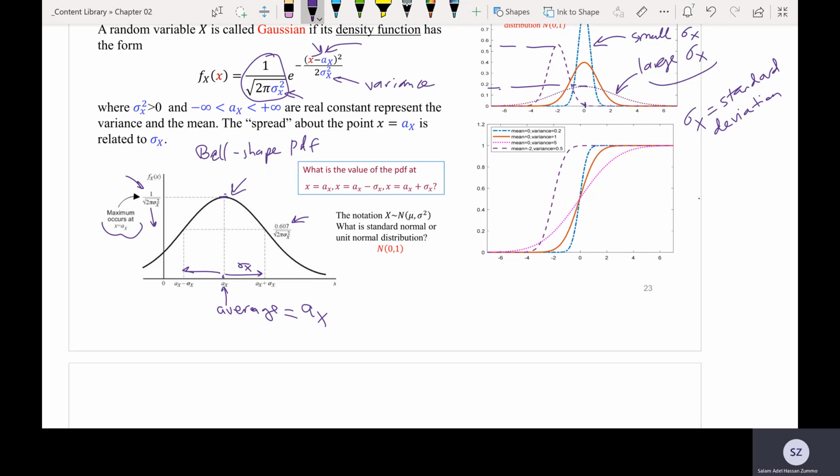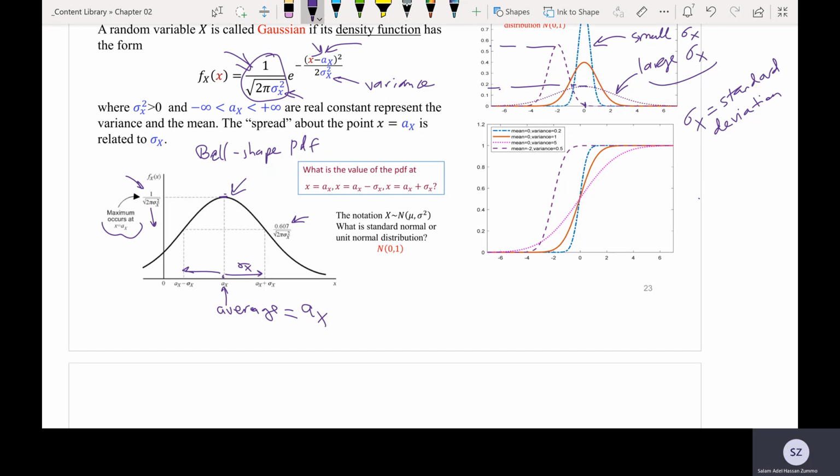Now, what is this constant? Why is it needed? Why is this constant needed? To have the area under the curve equal what? 1. The PDF has to have area under the curve equal 1. Okay.